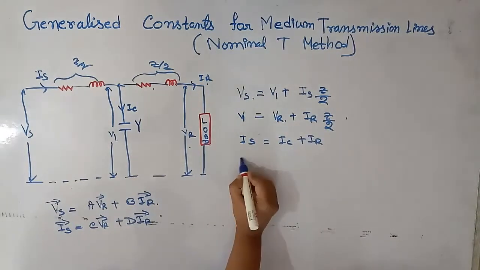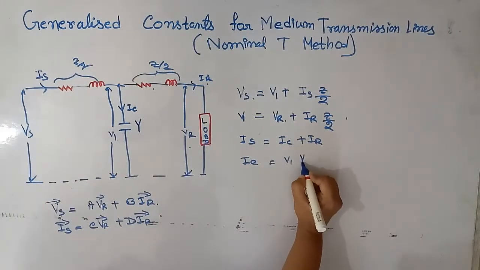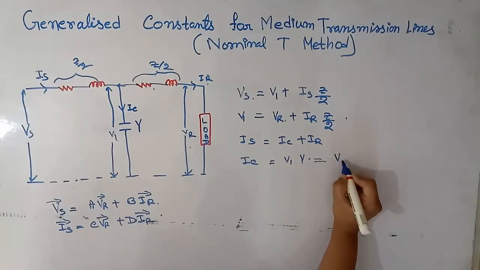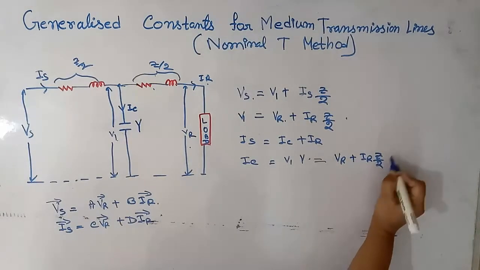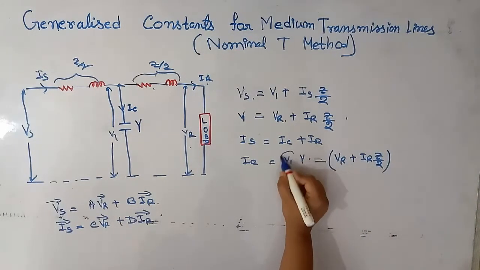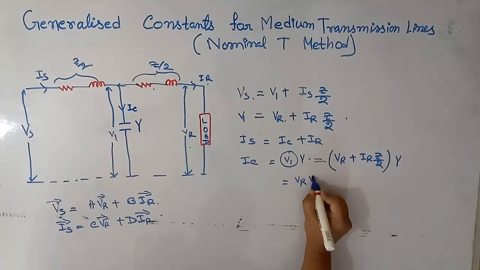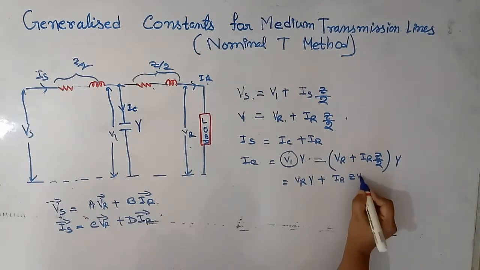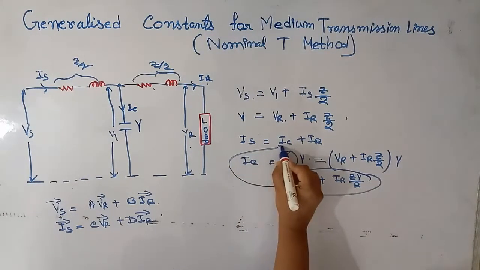Now what is the value of Ic? Ic is equal to V1 into Y. So what is the value of V1? V1 is Vr plus Ir Z by 2. This is the value of V1. So Ic is Vr Y plus Ir ZY by 2. Now put this value of Ic in this expression.